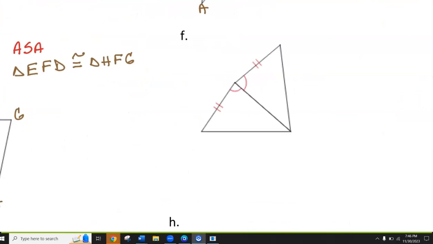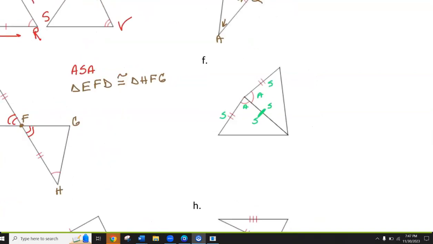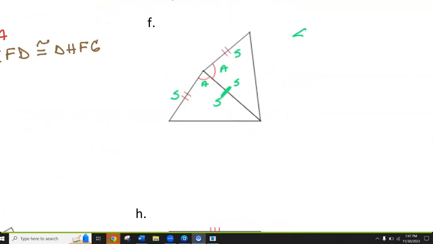Okay, here's another one. I have this piece here that is reflexive. I'm going to mark it. Now I'm going to see what kind of congruency I have. I have a side, I have an angle, and I have a side that's double. On the other triangle, I have a side, an angle, and a side that's double. So that's going to be side, angle, side congruency. Notice you have to have that angle sandwiched between the two identified sides.